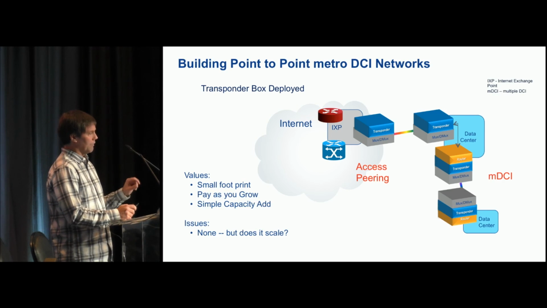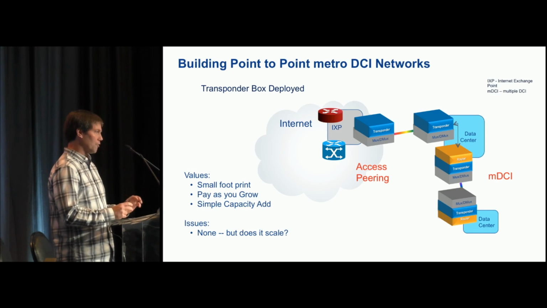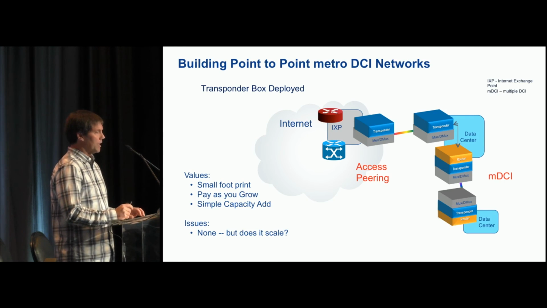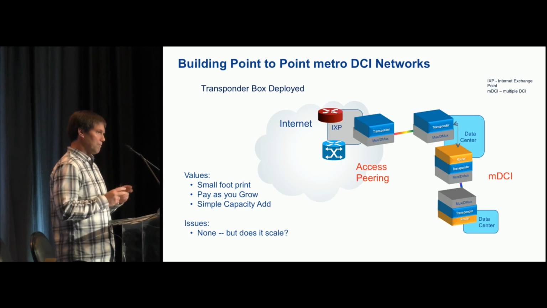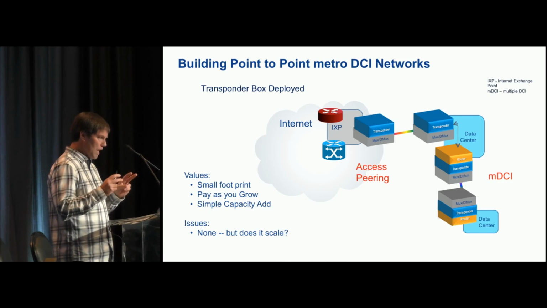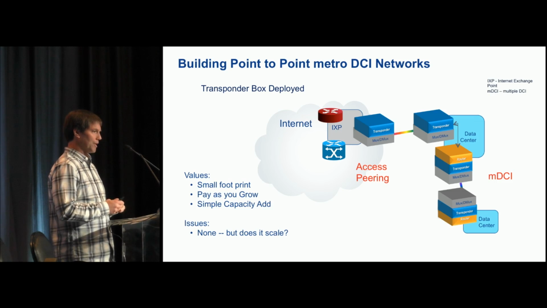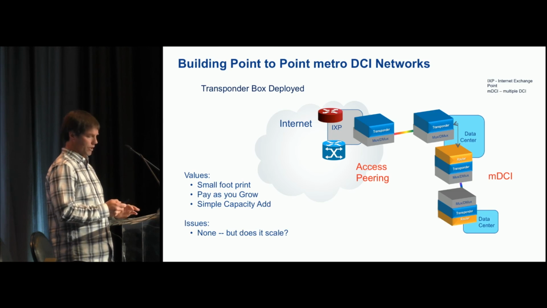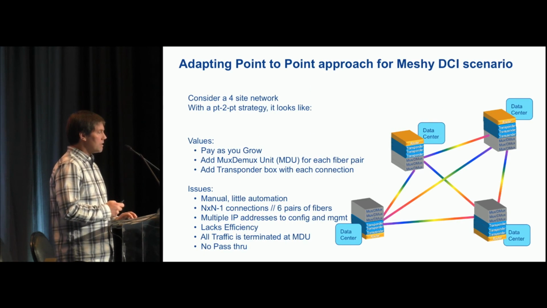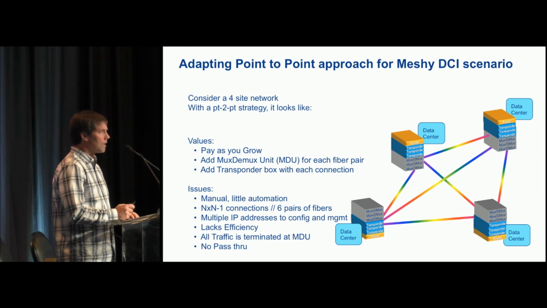The value of using fiber to connect there is that it's a very, very small footprint if we use these pizza boxes as the transponding functions and a mux demux to multiplex all those individual channels onto a single pair of fibers to transport between those two locations. It's very, very simple. It's pay-as-you-grow, and adding capacity is very simple because it's very, very point-to-point. So there are no real issues as long as we stay in this single, simple point-to-point configuration.